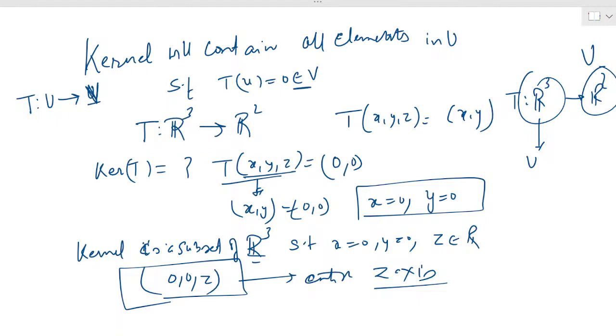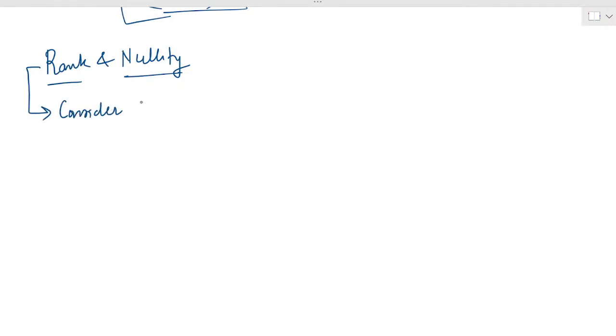Now, having said all these things, there are two important things that I'm going to write, and I'm going to conclude here itself. The two important things are called rank and nullity. What is rank and what is nullity? Right now I'm going to only discuss the finite dimensional cases. So consider a linear transformation defined from U to V such that the dimension of U is finite.